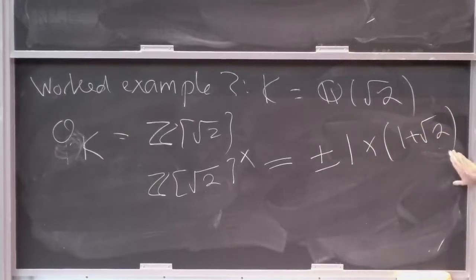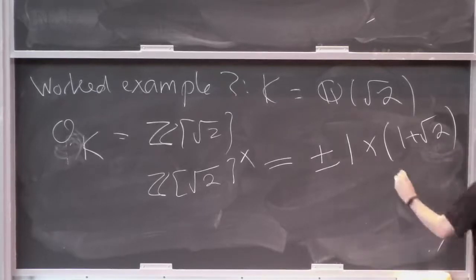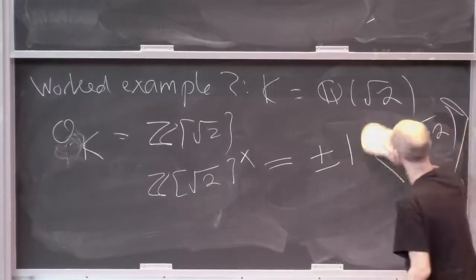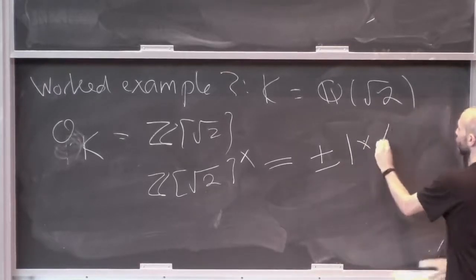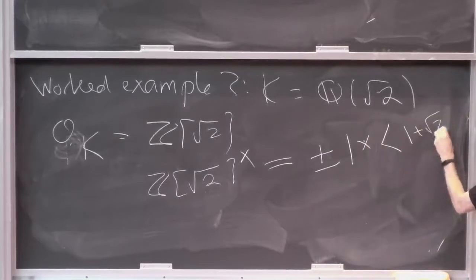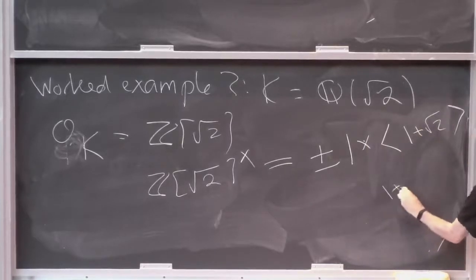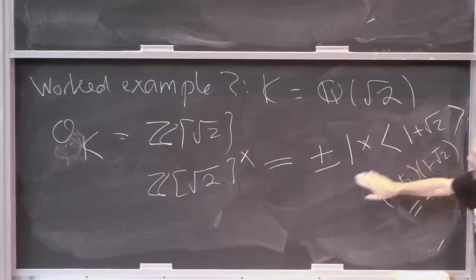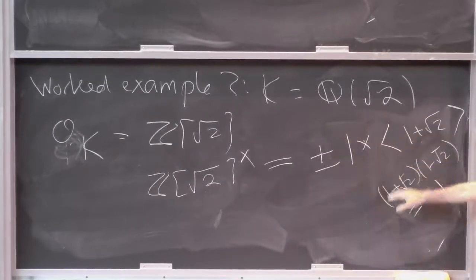This is clearly a number which is not a root of unity because it's 2 and a bit. So you raise it to the power of 1,000,000, you'll get a really big number. So this is not a root of unity. This is the group generated by, this is what I mean, plus or minus 1 cross the group generated by 1 plus root 2. 1 plus root 2 times 1 minus root 2 is negative 1. So this is a unit in this ring. This ring's got infinitely many units.